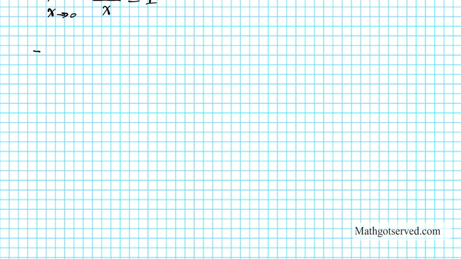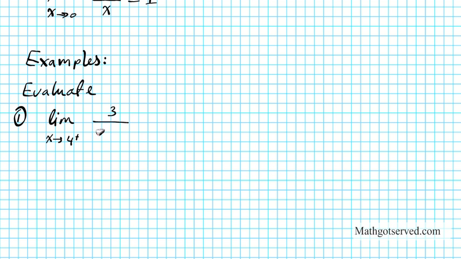For the following examples, the instructions are to evaluate. Number 1, evaluate the limit as x approaches 4 from the right of 3 over x minus 4. To do this, we're going to plug in 4 from the right into this expression, which equals 3 over 4 from the right minus 4. You have a very small positive number, which is 0 from the right.